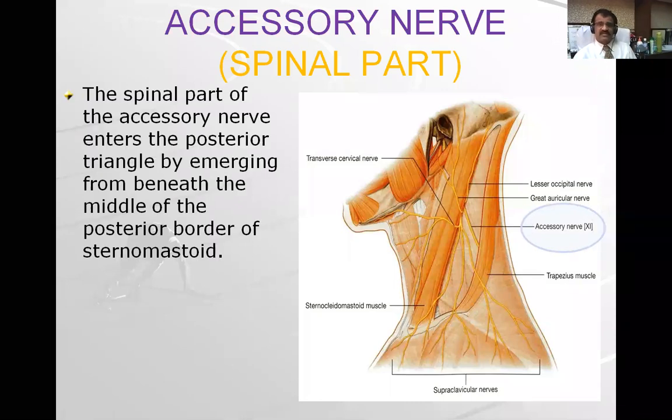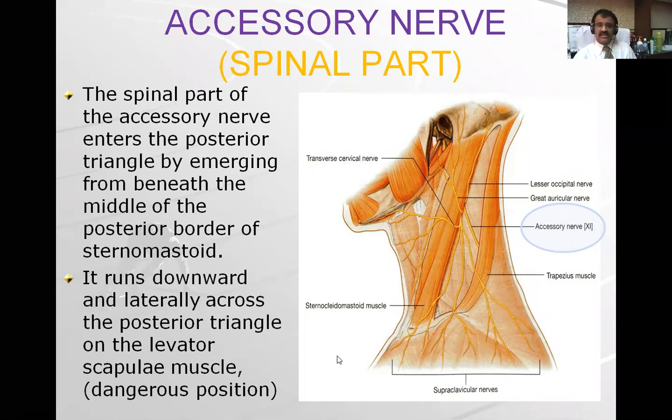The spinal part of the accessory nerve enters the posterior triangle by emerging from beneath the middle of the posterior border of the sternocleidomastoid. So, here is a sternocleidomastoid muscle, and here you can see the accessory nerve which is emerging from the posterior border of the sternocleidomastoid and going to the trapezius muscle. It runs downwards and laterally across the posterior triangle on the levator scapulae muscle, and it's called a dangerous position as far as injury to this nerve is concerned.